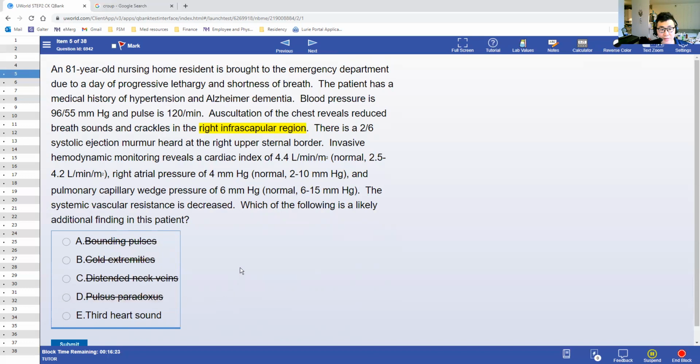Third heart sound. Yeah, so like an S3, most likely. What you're seeing just in general in hypervolemia.